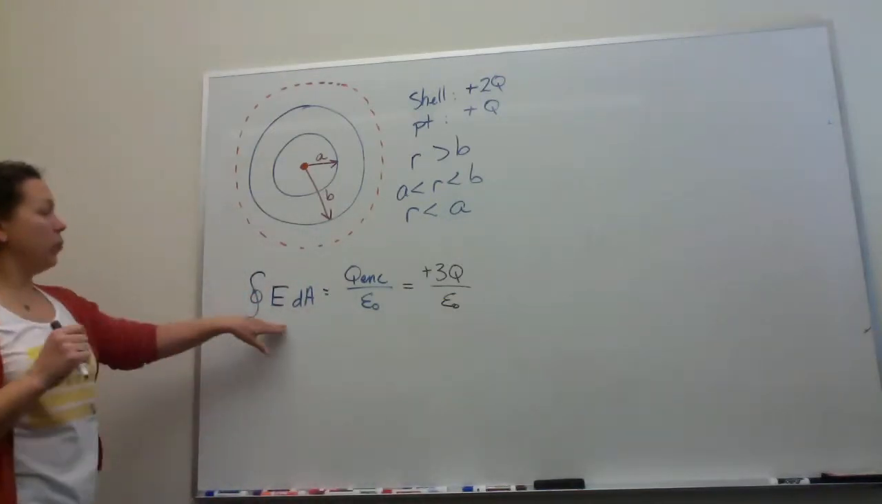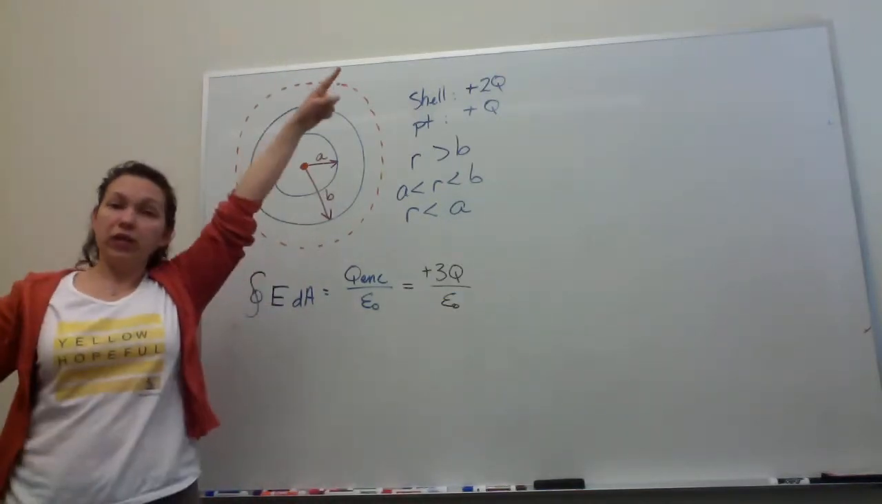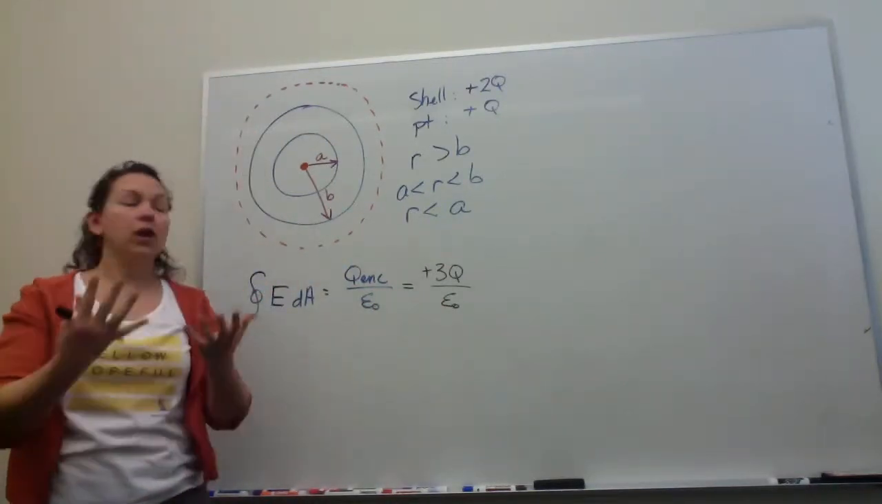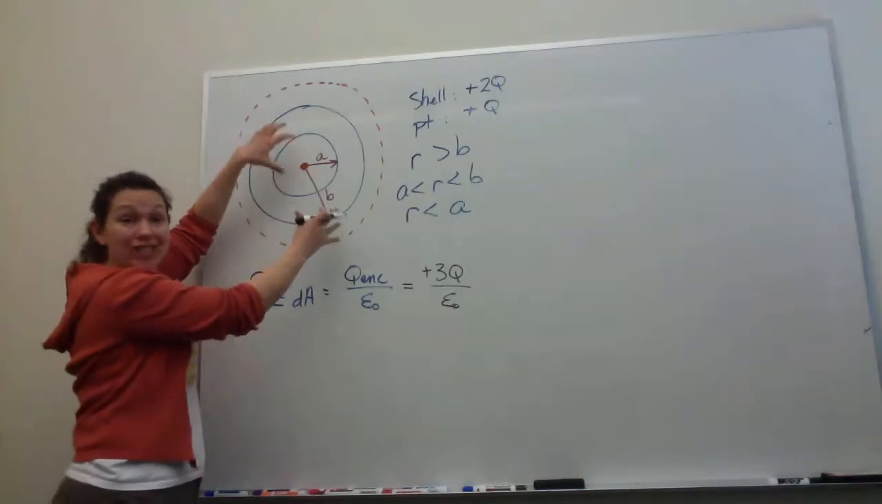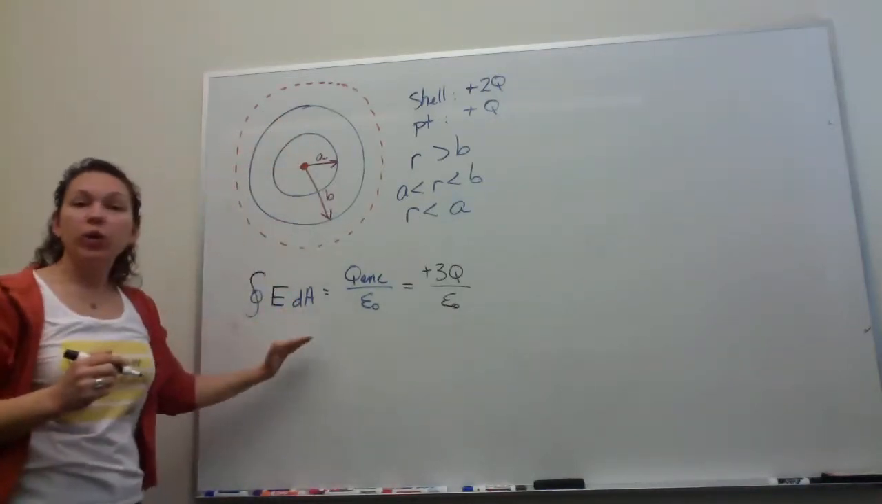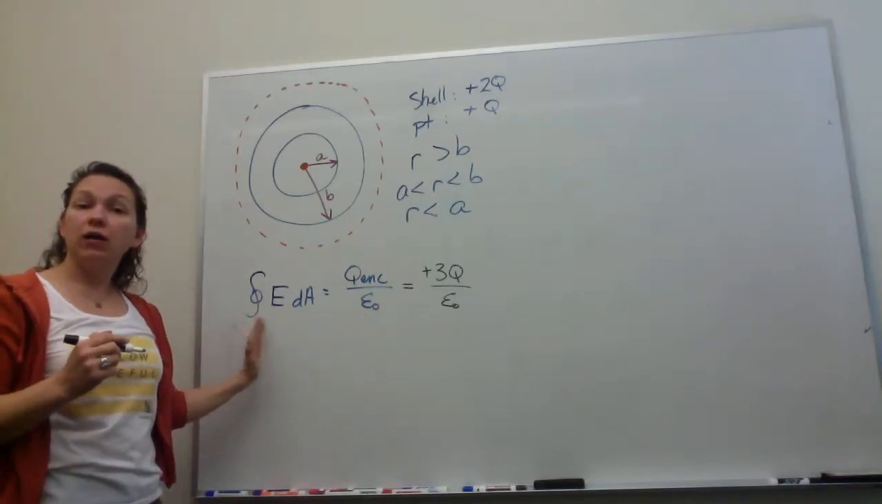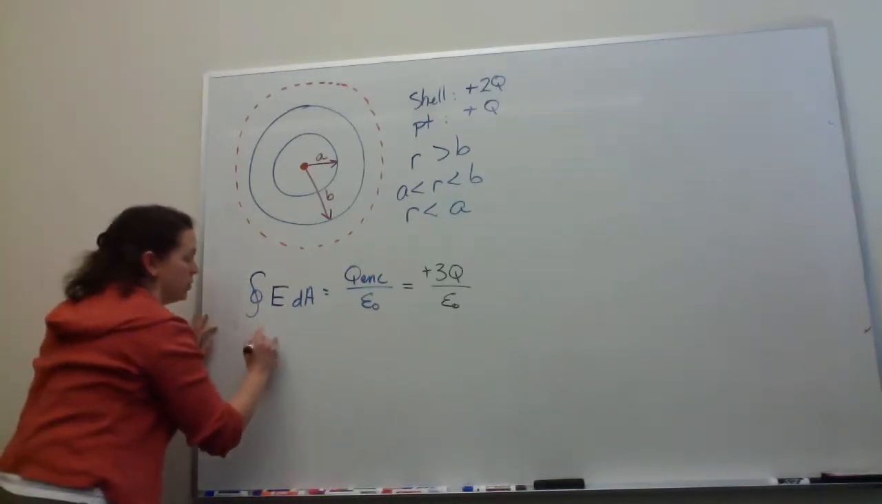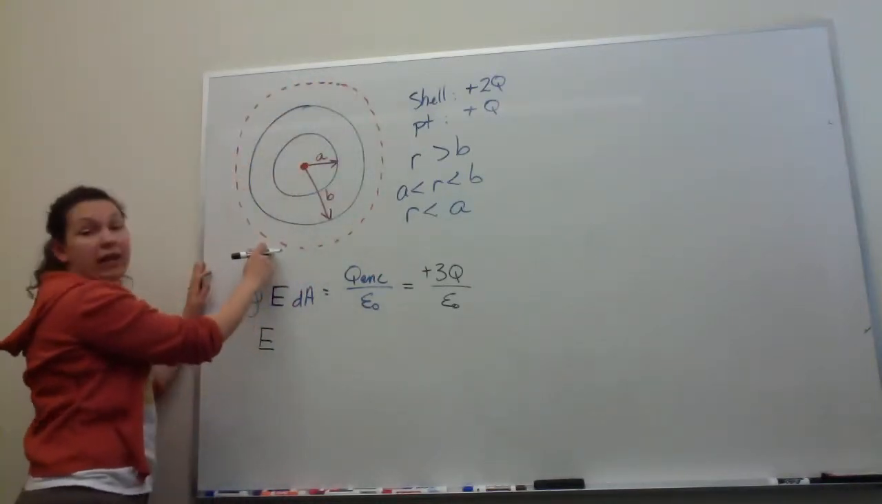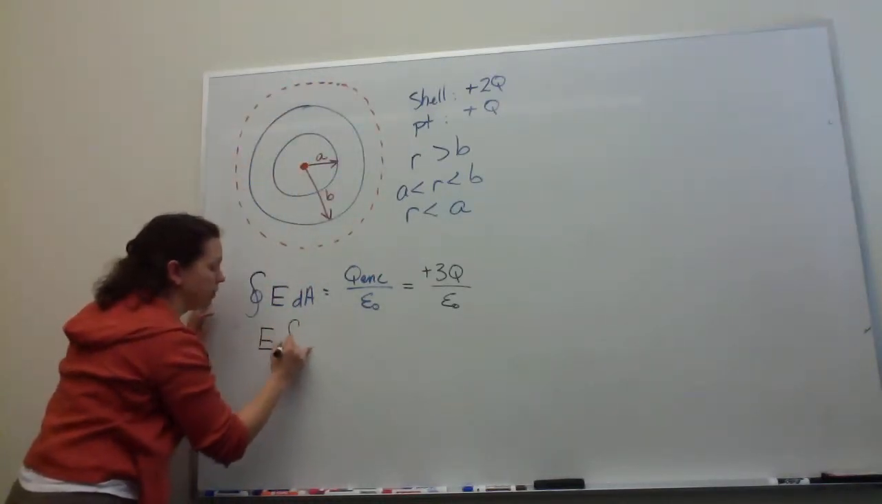Okay. Now, because the electric field lines point radially outward, and because we have this spherical Gaussian surface all centered on the center of this system, we can pull the electric field out of that integral. So E is a constant all along that Gaussian surface. So, pulling it outside.